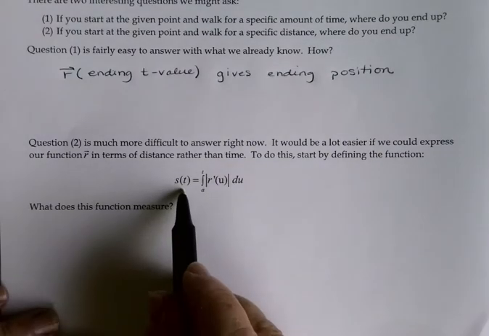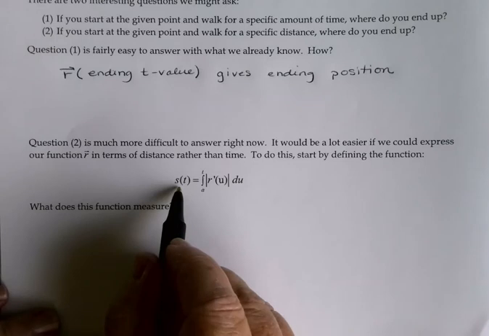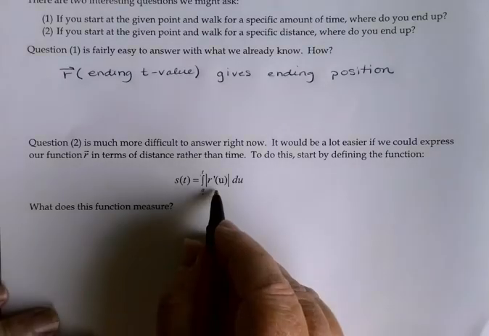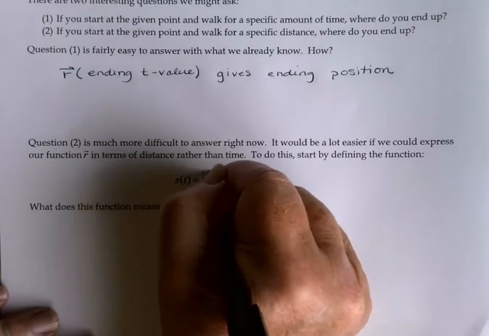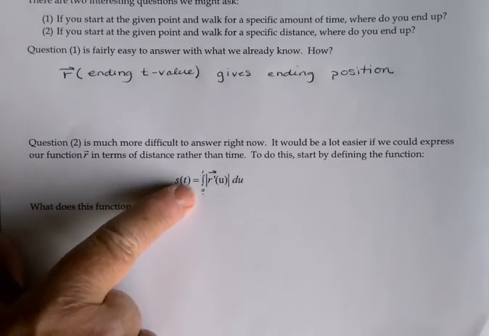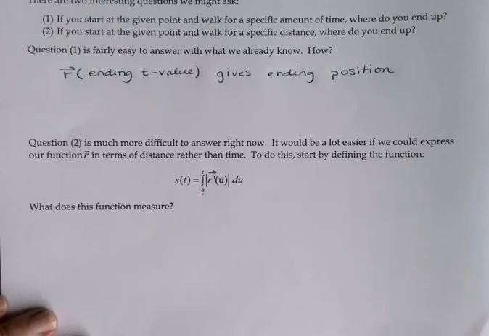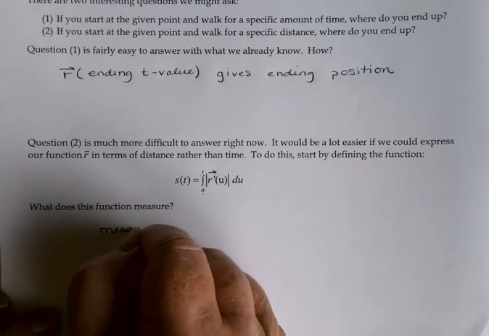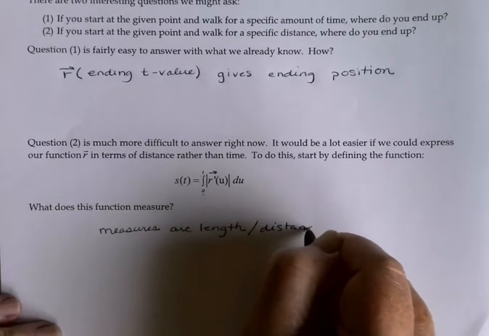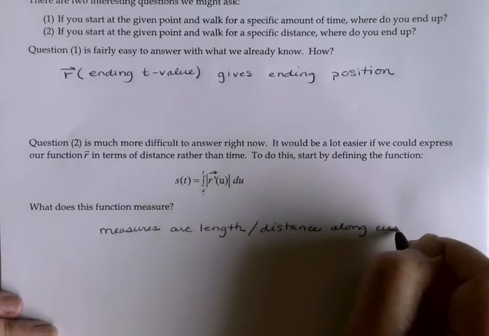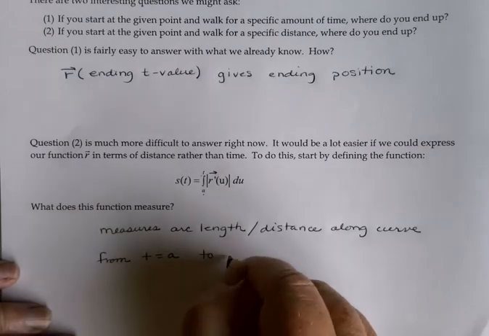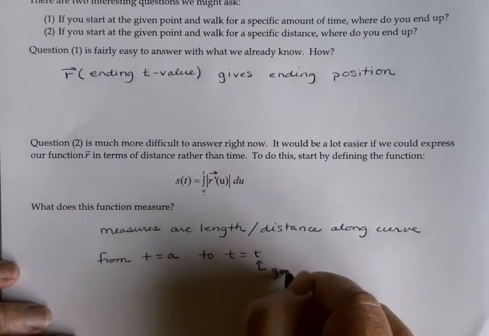To do this, I'm going to start by defining essentially an arc length function. S of t is the integral from a starting point A to some generic ending point t of the magnitude of r prime of u du, and this is our vector valued function r. Notice we're integrating a speed function, so we're getting an arc length, and it would be the length from the starting time a to some general ending time t. So it measures arc length, which is really just the distance along the curve, from t equals the starting point A to t equals some sort of generic ending point.